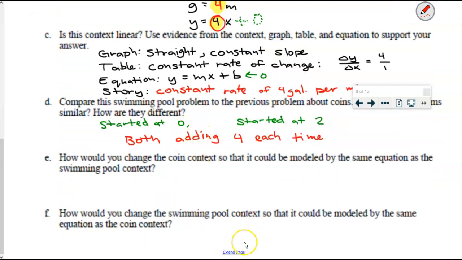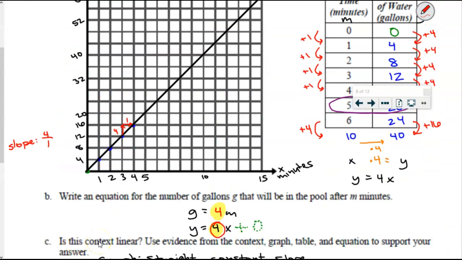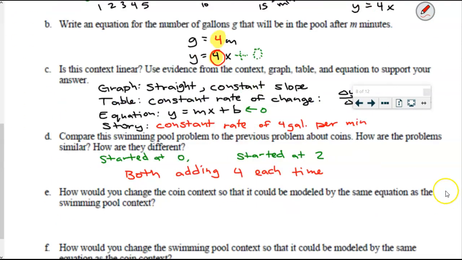If I wanted to change the coin story, so remember Courtney collecting coins, if I wanted to change the coin story so that I could represent it using this table and this graph, what change would I need to make to that story? Give you a couple of extra seconds of thinking time here. What change would I need to make to the coin story? Weston. Exactly. Courtney would have to start at 0 coins.